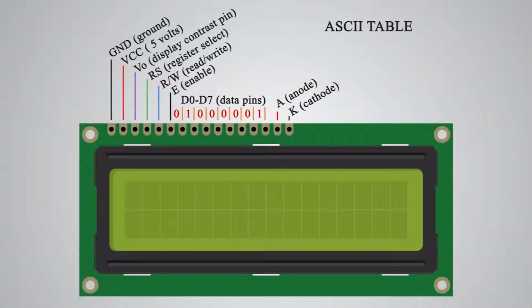Through these, we are sending data in either 8-bit or 4-bit to the board, and for this video we are using 4-bit. When using 8-bit, you decide what the LCD should display with ASCII or binary code. A and K are the anode and cathode for the LED backlight.